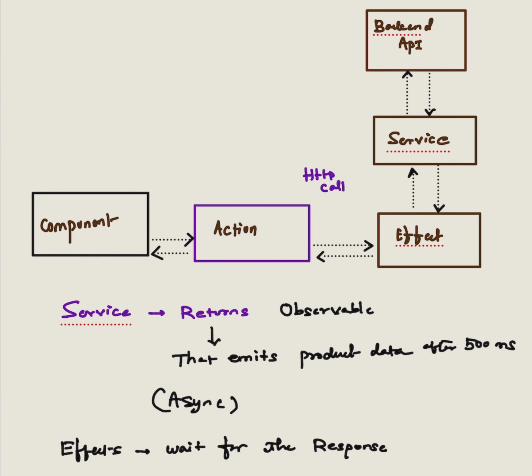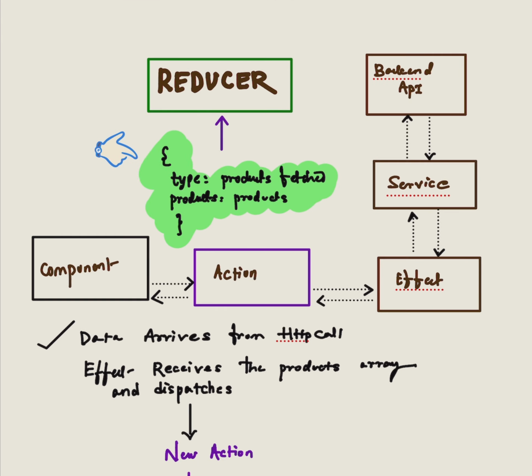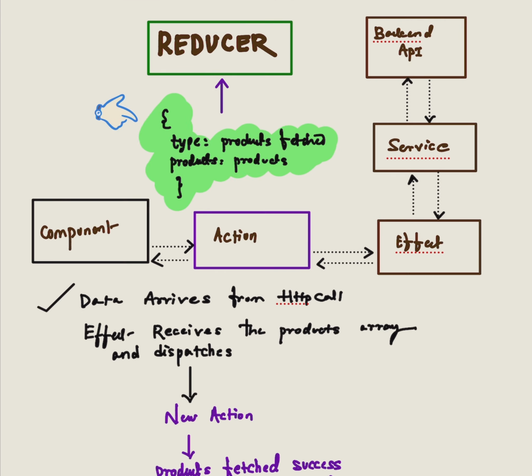Now let's see how to do a backend call. We have one service, a backend API. Now the service will return an observable that emits product data after 500 milliseconds. That is an asynchronous operation. So the effect will wait for that operation to get completed. Simple. Once we fetch the result, okay, so data arrives from that HTTP call.